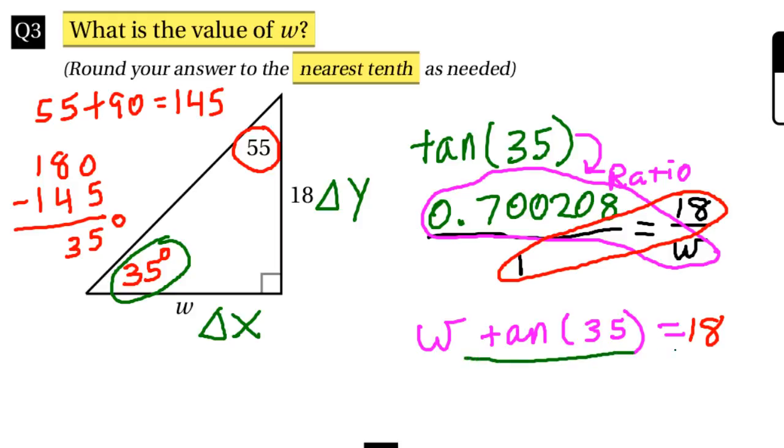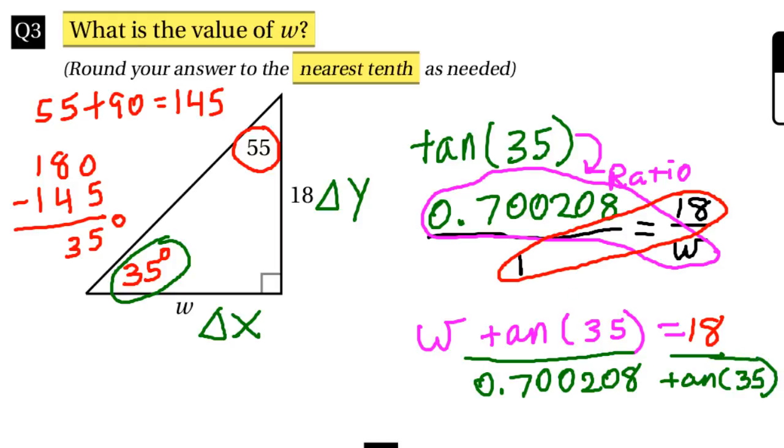Well, I know the opposite of multiply is to divide, and what I need to divide by is whatever tan 35 is. Well, tan 35 is that 0.700208 number, or I could just call it tan 35 because those are the exact same numbers. So what's going to happen here is it's going to end up canceling on this left side, which leaves me with w.